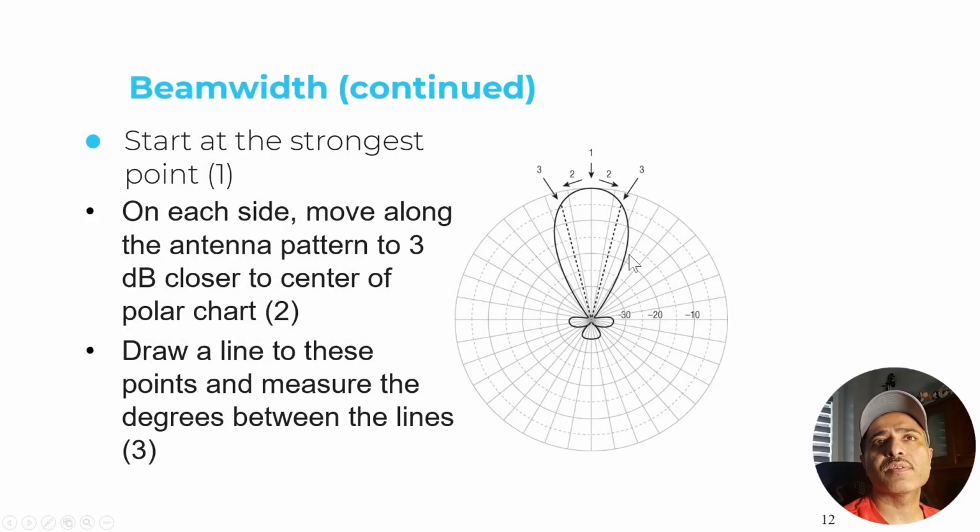If you have this, the outer ring is the strongest, and minus 3 dB is kind of here. So you plot that this is minus 3 dB, and this is minus 3 dB. You draw a straight line back there and see what the degree is. Whatever this degree is, that is the degree for this specific antenna, telling you what your beam width is, which is in degrees.